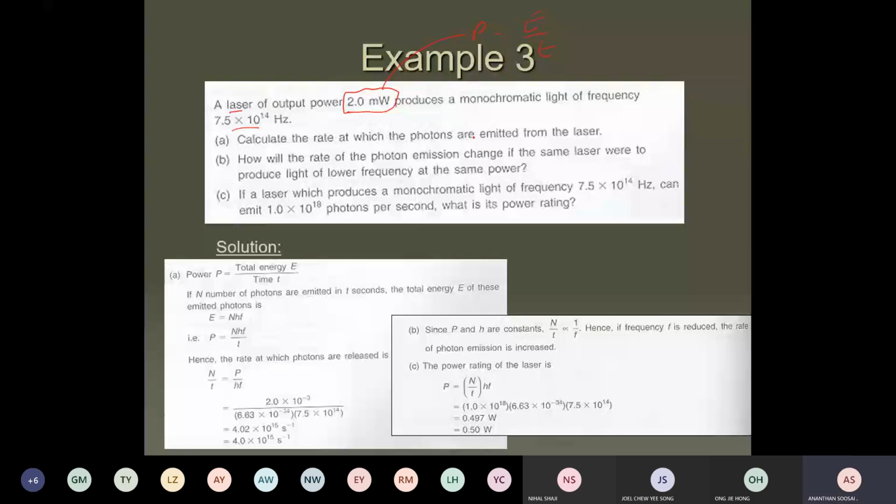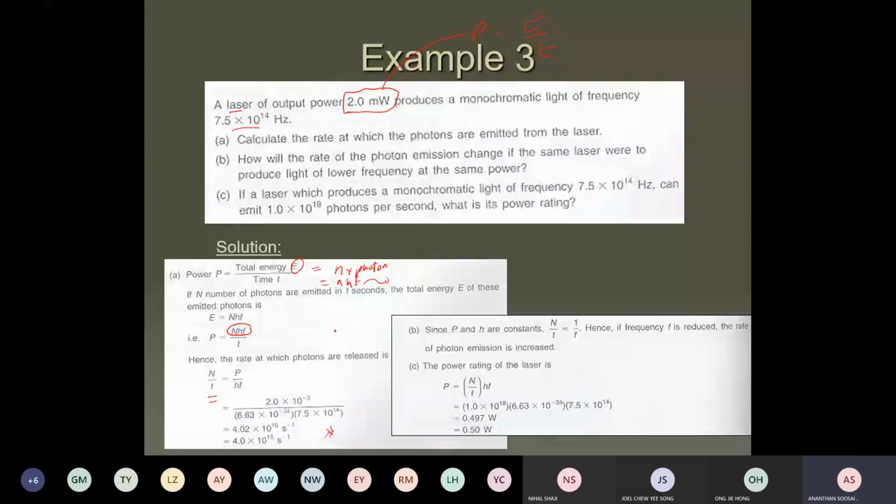So look at the answer. Part A, we know power is total energy over time. The energy, for the first time, we're going to write in terms of photons. The energy is taken to be N times the photon energy, where N is the number of photons. Energy in one photon is hf. So energy released by the laser is Nhf, assuming it is in terms of photons. So Nhf over time is the power. We're looking for N over t, the number of photons released per second. It is power over hf. So you get the answer: this much of photons has been released in a second.